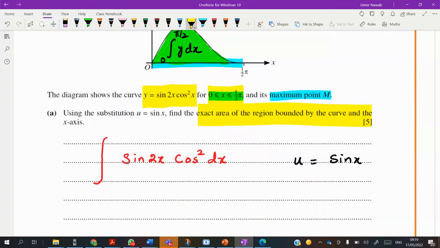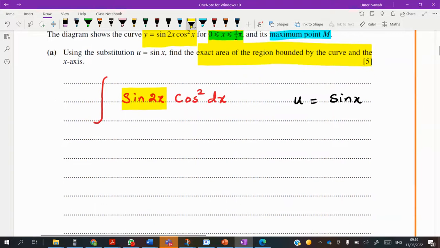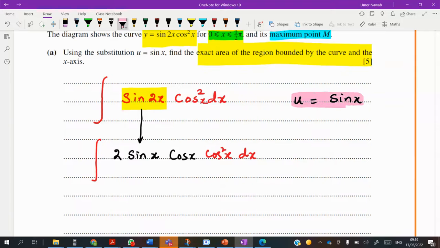Since there is no sine x seen here, it means I need to use trigonometry to convert sine of 2x into another form by using the double angle formula. You remember sine 2x is equal to 2 sine x cosine x, and then it is written over there cosine square of x and dx. So in place of sine x, I will write u. And if you can see, this is cosine x and this is cosine square of x. Can we combine them? So I'm going to erase both of them, and I will write here cosine cube of x.